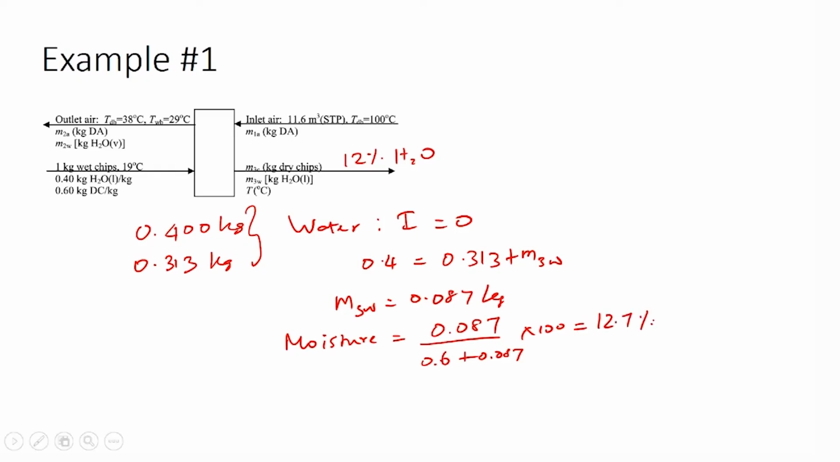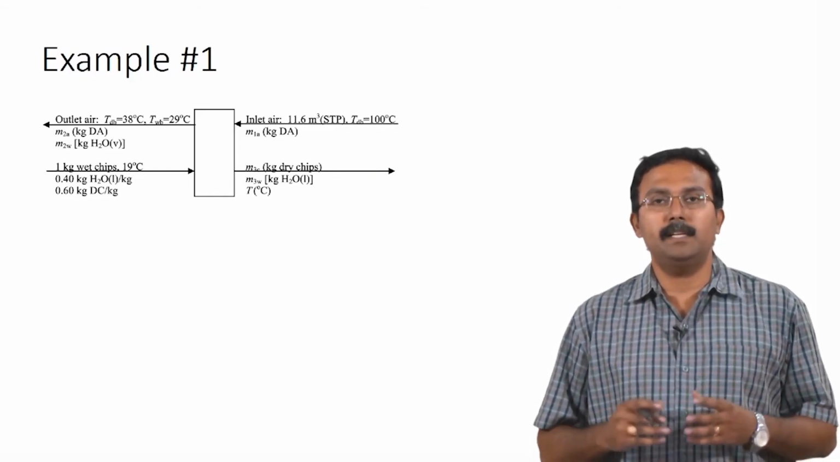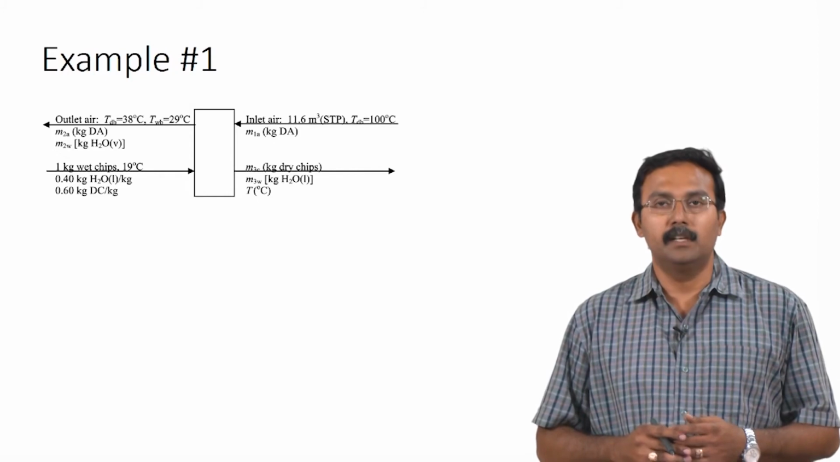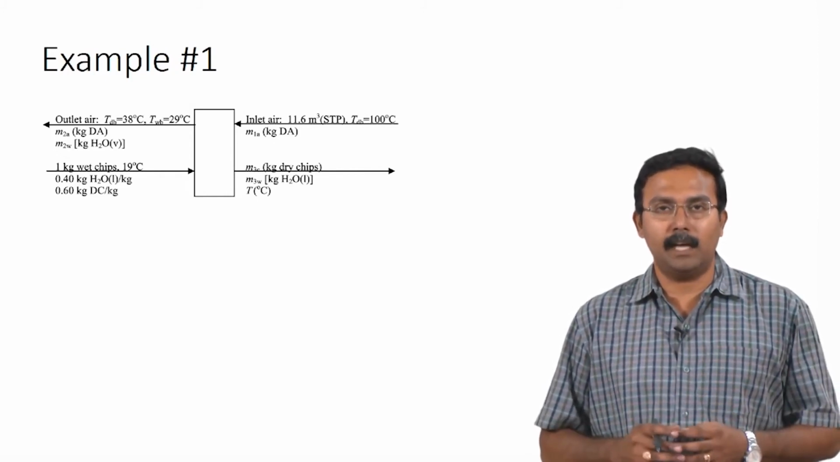So, this 12.7% is less than the required specification, which is 15% moisture. So, the dried chips which are leaving the system contain less than 15% moisture and the equipment has been designed as per the required specifications. For the next part of the problem, we are asked to identify the temperature at which the wood chips would be leaving. For identifying that, we would have to perform energy balance calculations.